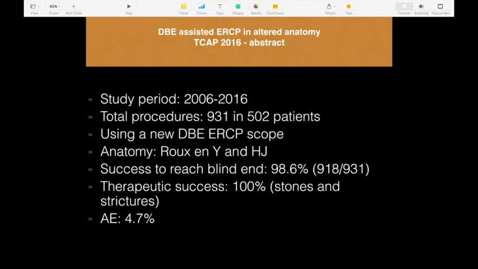And another long series used double balloon endoscopy. I met the operator who did this procedure. It was around a 10-year series, with around 931,000 procedures in 502 patients, and used a new double balloon ERCP scope made by Fujinon, which is presently not available in India. The anatomy was chiefly Roux or hepaticojejunostomy, and they were able to reach the blind end in 99% of patients. Therapeutic success was 100% in stones and strictures, and there was around 5% adverse reaction.